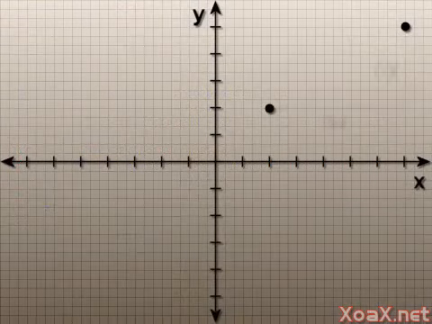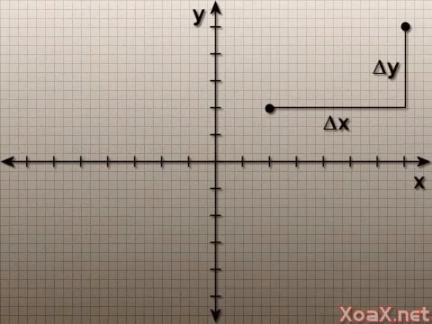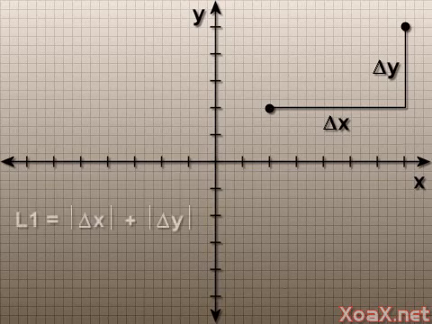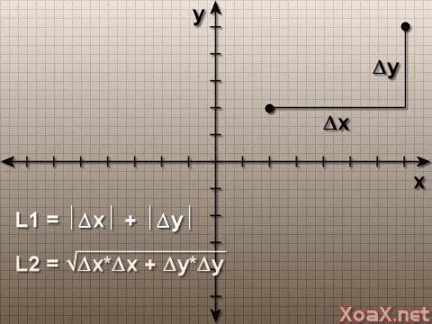Given 2 points in the plane, we will call the difference between the x-coordinates delta x and the difference between the y-coordinates delta y. Then the L1 distance is just the absolute value of delta x plus the absolute value of delta y. The L2 distance is the square root of delta x squared plus delta y squared, and gives the distance along the straight line between 2 points.